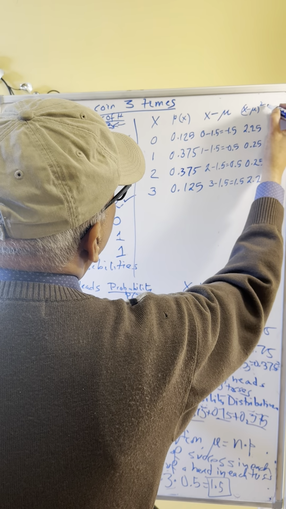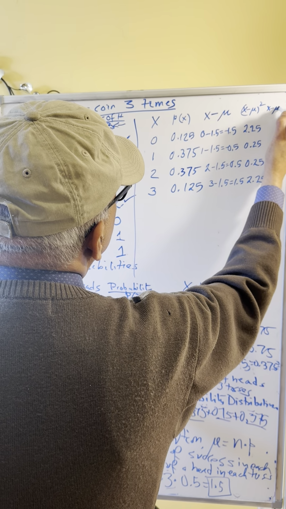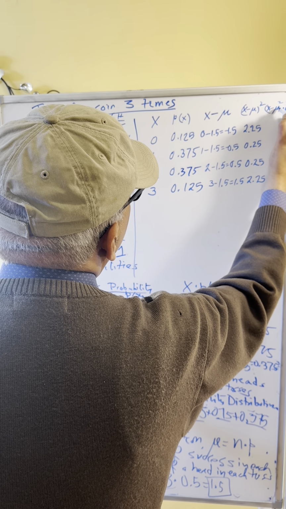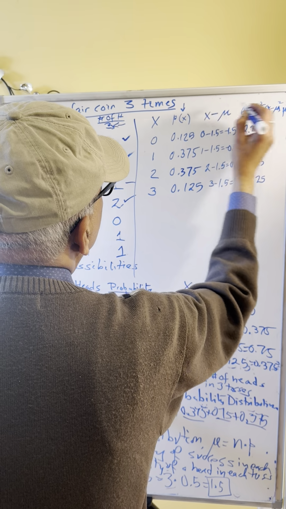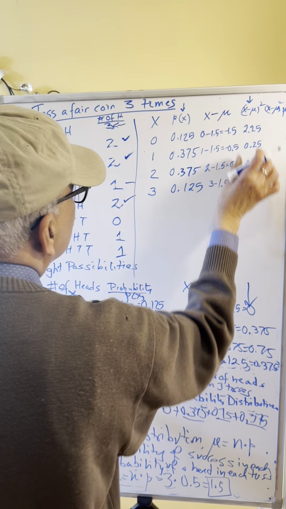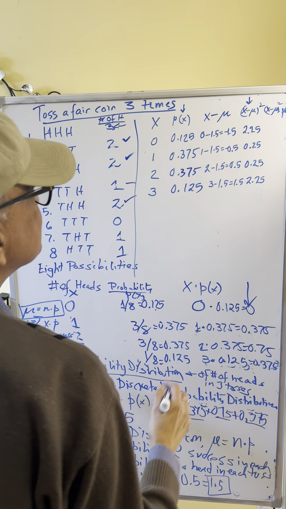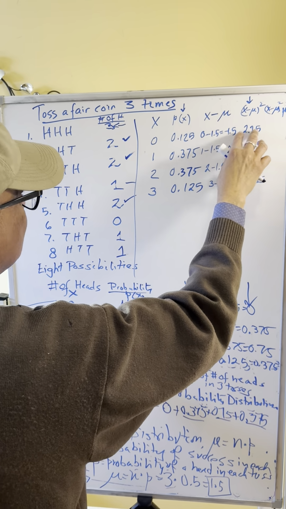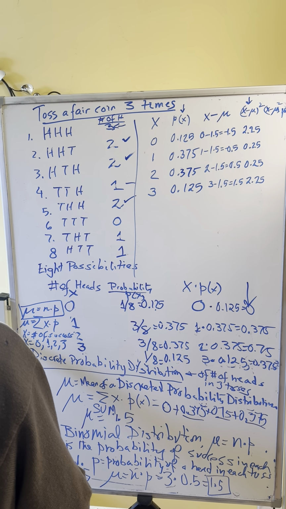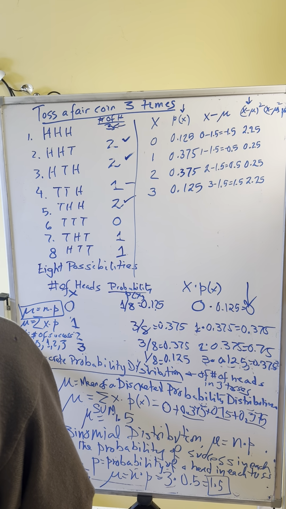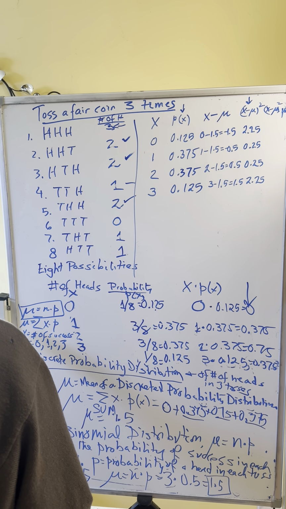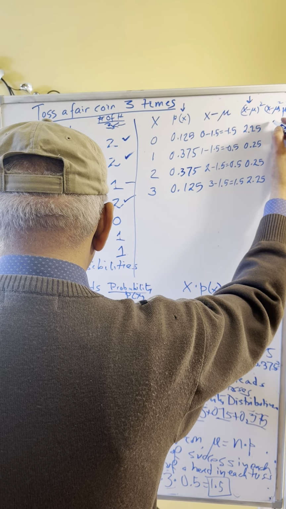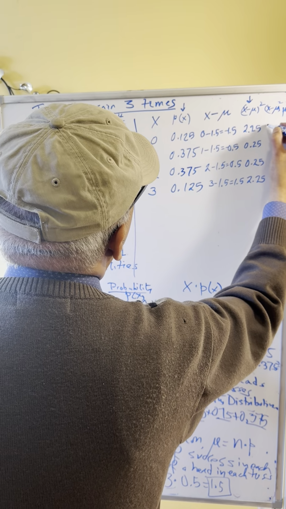Now we will multiply the squares with the corresponding probabilities. The probabilities will come from here, and this column will be multiplied by this column. For the first one, we are multiplying 2.25 times 0.125. And that is 0.28125.